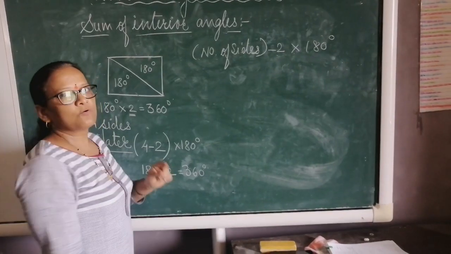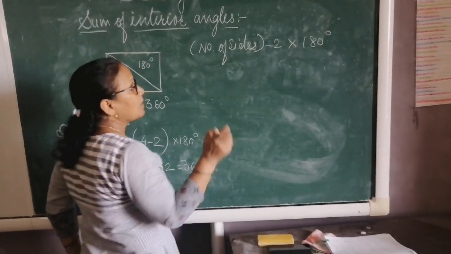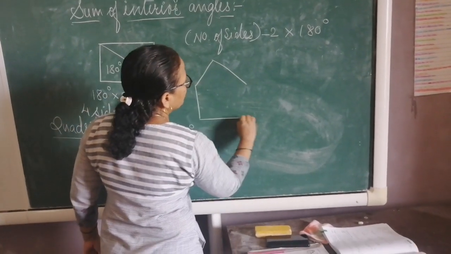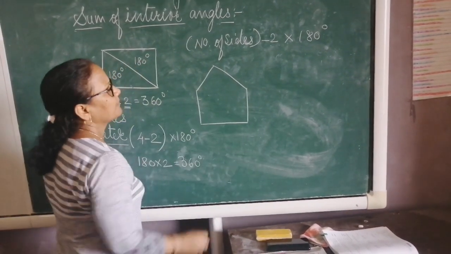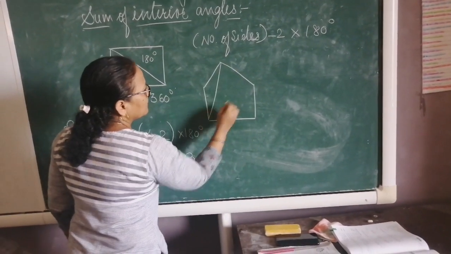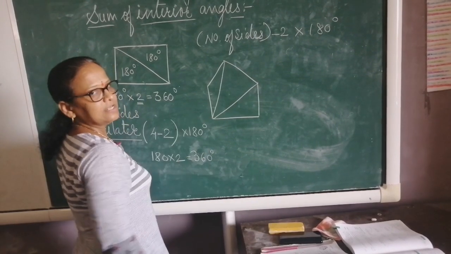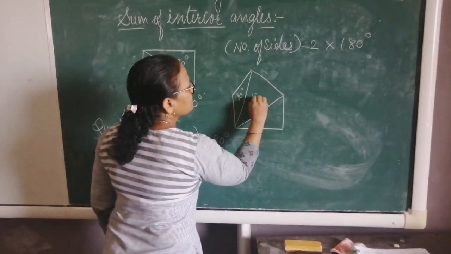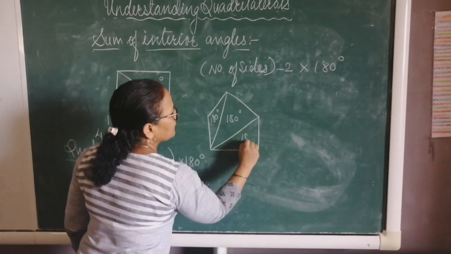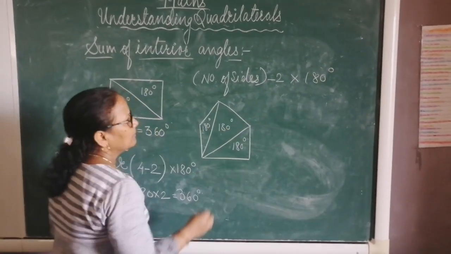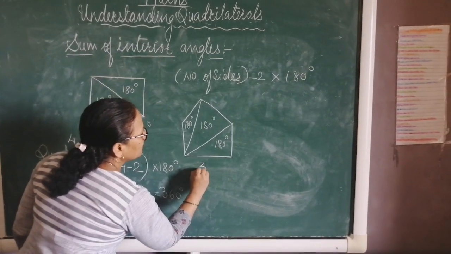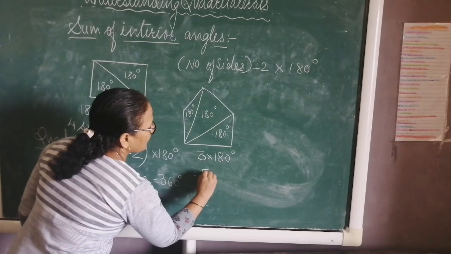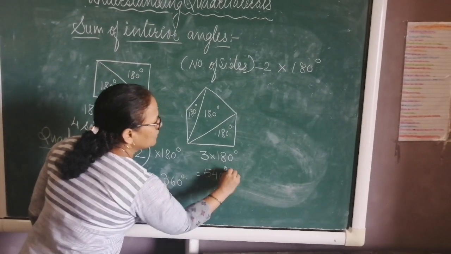For example, if we talk about the pentagon, any pentagon, it is not necessary to be regular. Here you are dividing it into three triangles. This is 180, this is 180 and this is 180. So here you are doing 3 multiplied by 180. That is 540 degrees.